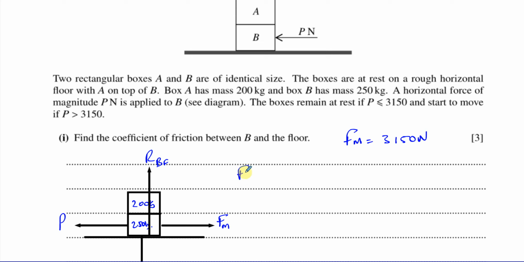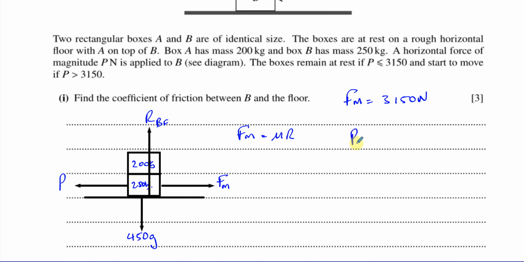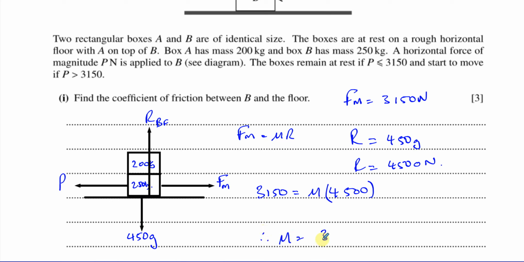We also know that F max is given by mu times R. The reaction force R between block B and the floor is equal to the weight acting downwards, which is 450 g. So R is equal to 450 times 10, which is 4,500 newtons. So we can say that F max, which is 3,150, is equal to mu times R, which is 4,500. Therefore mu is going to be 3,150 divided by 4,500.